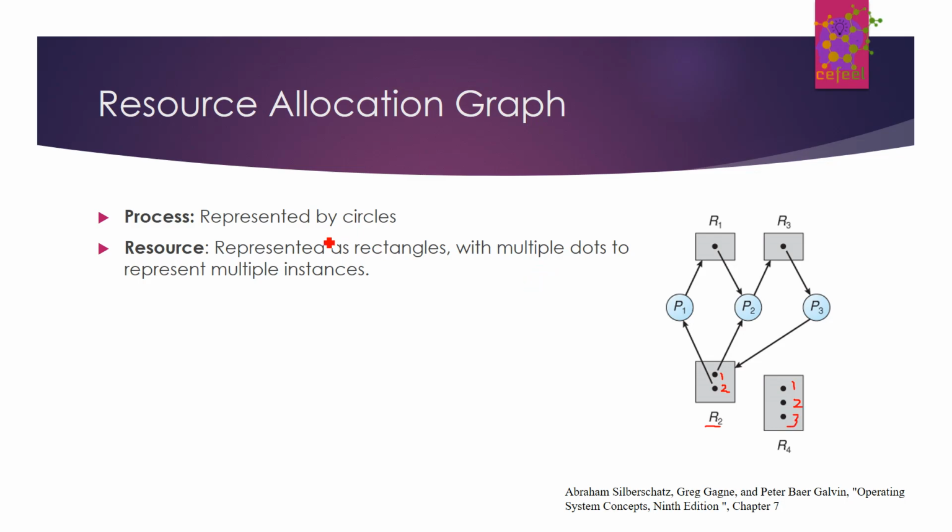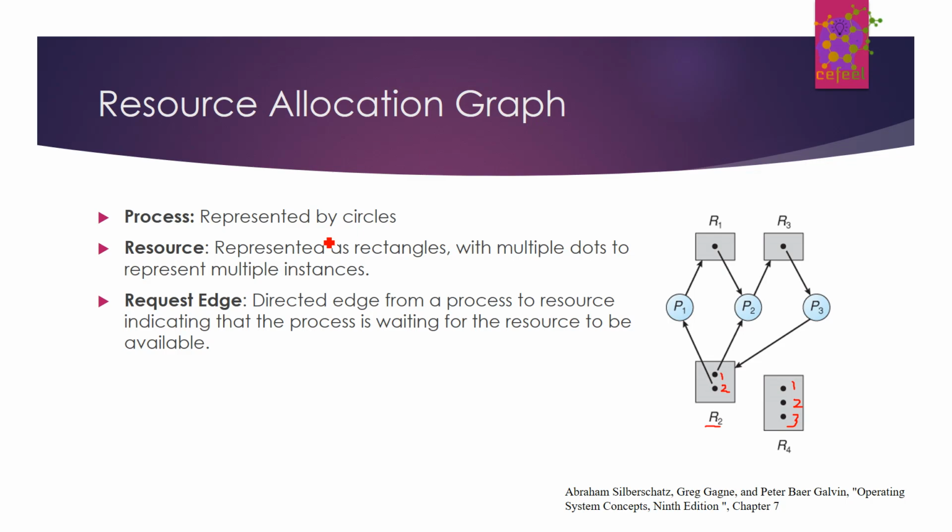And then we have some edges as well. First type of edge is a request edge. So a request edge is a directed edge from the process to a resource, indicating that the process is wanting or needing that resource so that it can use it for its execution.